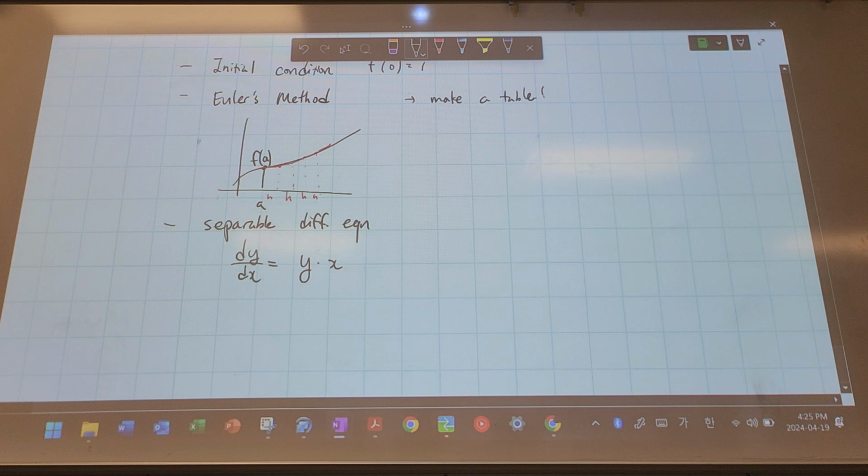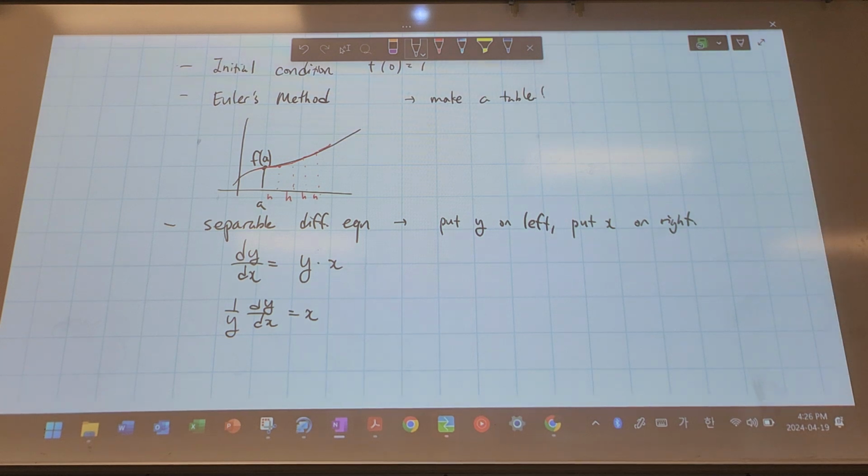And what you want to do in the separable differential equation is you want to put the y on the left and put x on the right. So you want to take this and say, hey, this is going to be 1 over y, dy over dx is equal to x. So it's separable because you could do this. If you cannot put y on the left and x on the right, that is not a separable differential equation.